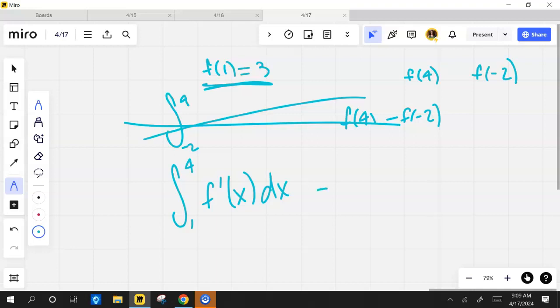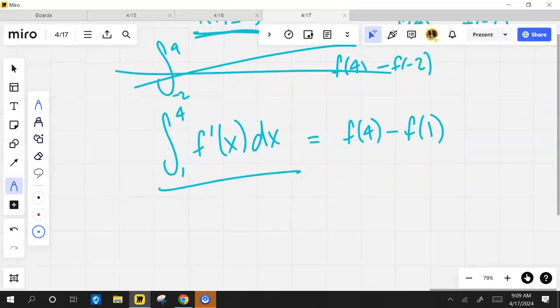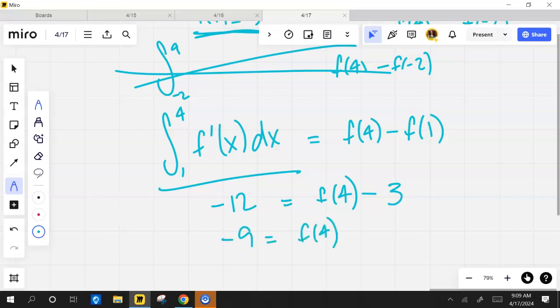So I said this would be f of 4 minus f of 1. I know that this is 12. This is actually negative 12, right? Because it's below. f of 4 minus 3. Solve that, so I've got negative 9 is f of 4.